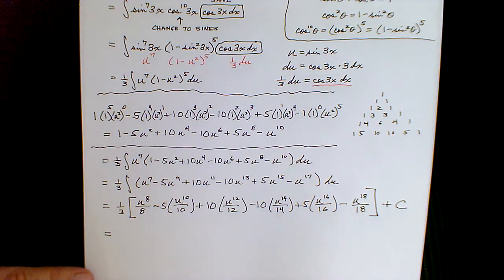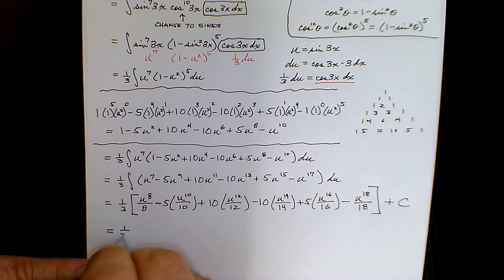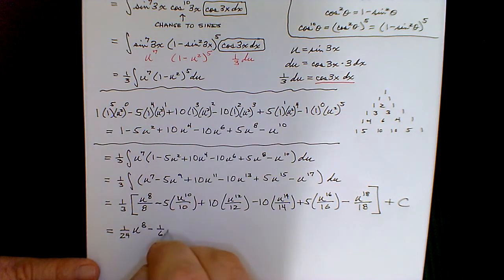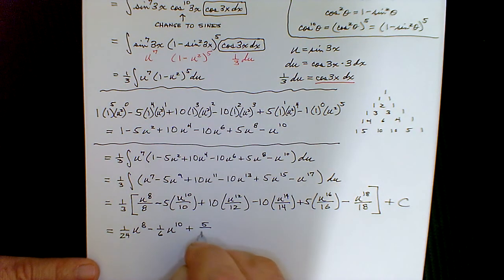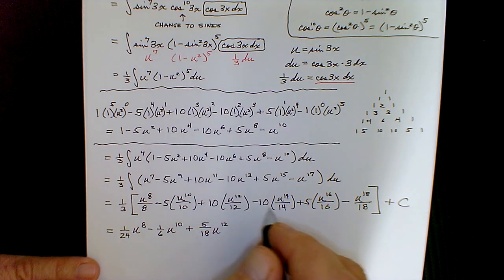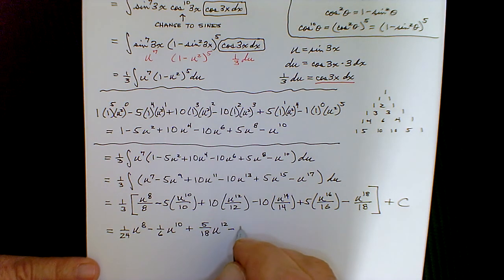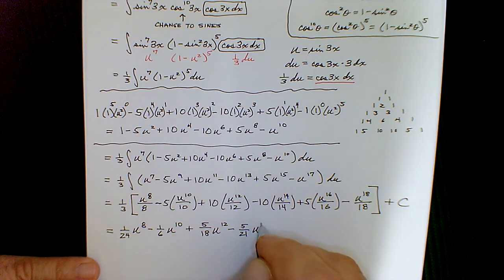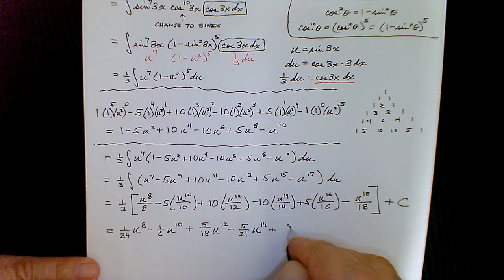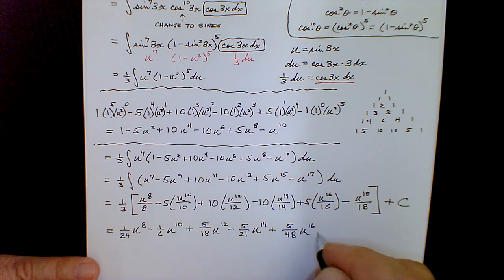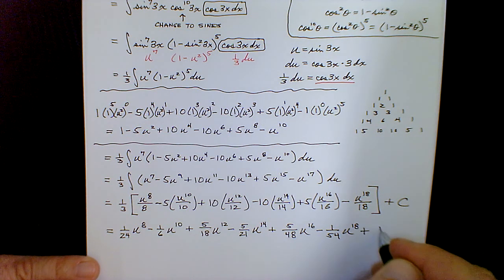And now finally distributing the 1/3, we get 1/24th u to the 8th. 5 over 10 is 1/2 times the 1/3, minus 1/6 u to the 10th. 10 over 12, 5/6, so plus, times 1/3, 5/18 u to the 12th. 10 over 14 is 5/7 times the 1/3, minus 5 over 21 u to the 14th. 5 over 16, nothing to reduce there, so plus 5 over 3 times 16, 48, u to the 16th, and finally minus 1 over 54 u to the 18th, plus our constant.